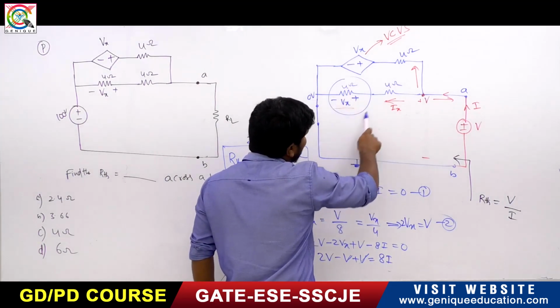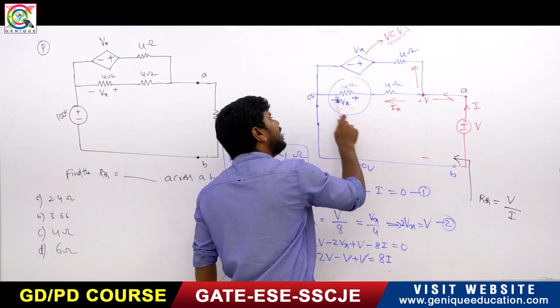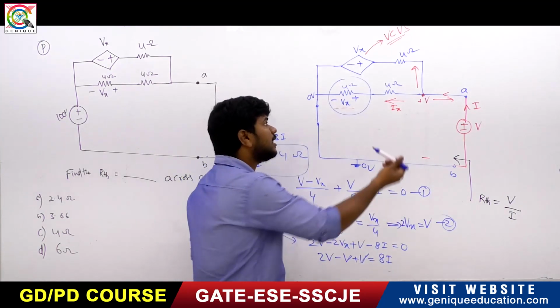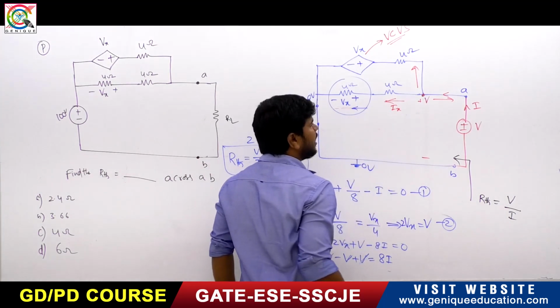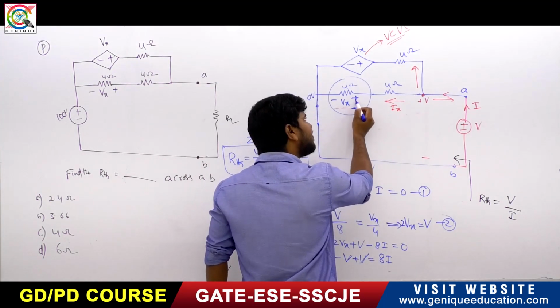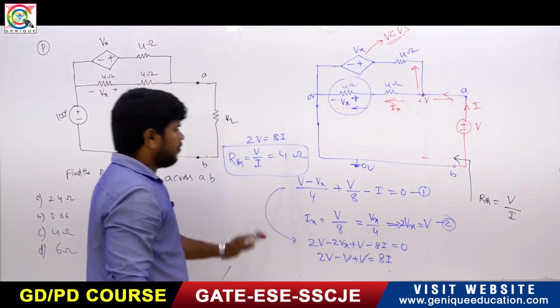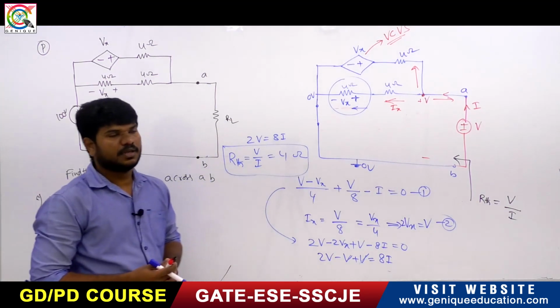But it is given that in this resistance there is a voltage Vx. So Vx divided by 4 is the current. The current is flowing in this direction, and it is also in this direction. So that's why the plus is given here. Okay, so that's why you focus on these kind of questions.